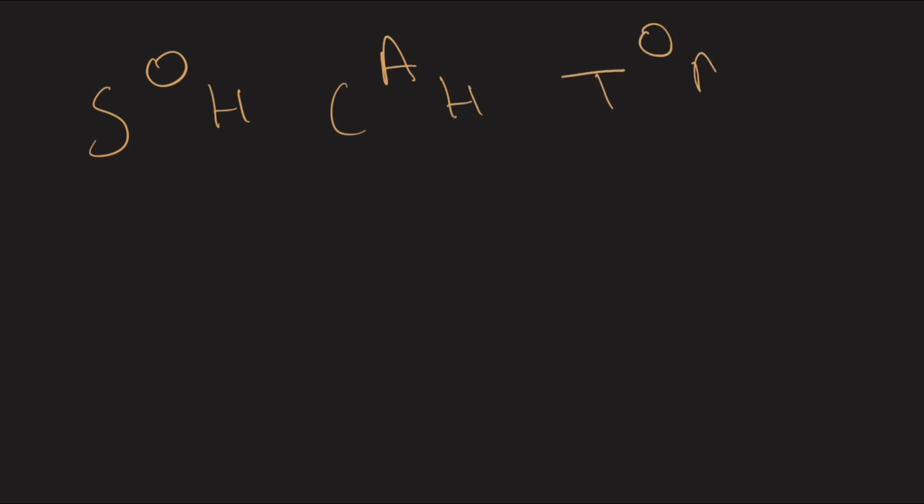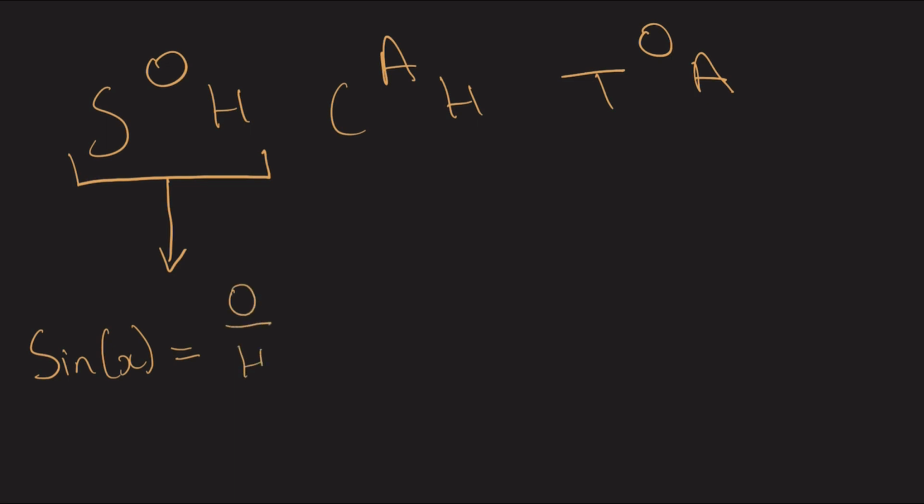Next, we also have to understand SOH CAH TOA. So what does this stuff actually mean? So SOH means sine x, x just being the angle, equals opposite over hypotenuse.